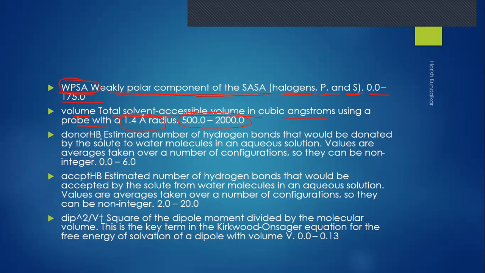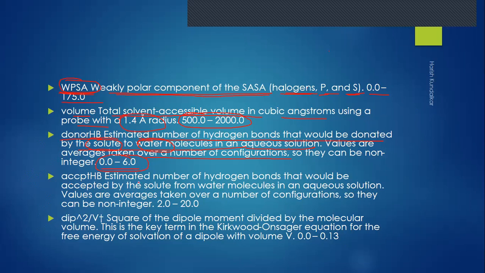And donor hydrogen bonds, donor HB. So this estimates the number of hydrogen bonds that would be donated by the solute to water molecules in an aqueous solution, that is, by the drug to water molecules in an aqueous solution. Values are taken as averages over a large number of configurations. So this value should be in between 0 and 6. In Lipinski's rule of 5, we said this value should be in between 0 and 5, right? But here we are stating a new value, 0 to 6.